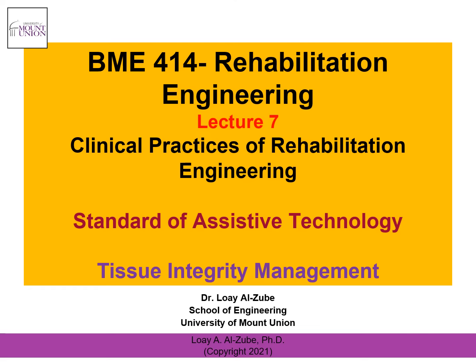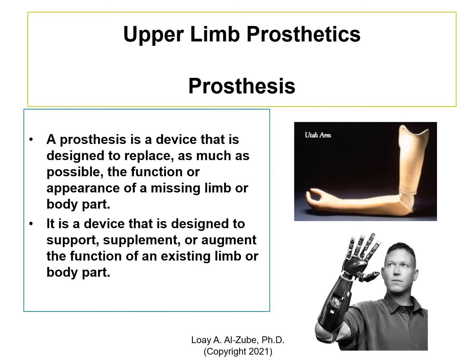So we'll continue with tissue integrity management and talking about the amputations, the types of amputations. So the first thing we'd like to learn about is what is the definition of a prosthesis. It's a device that is designed to replace as much as possible the function or appearance of a missing limb or a body part. And we care mostly about functionality, and appearance is a material problem issue.